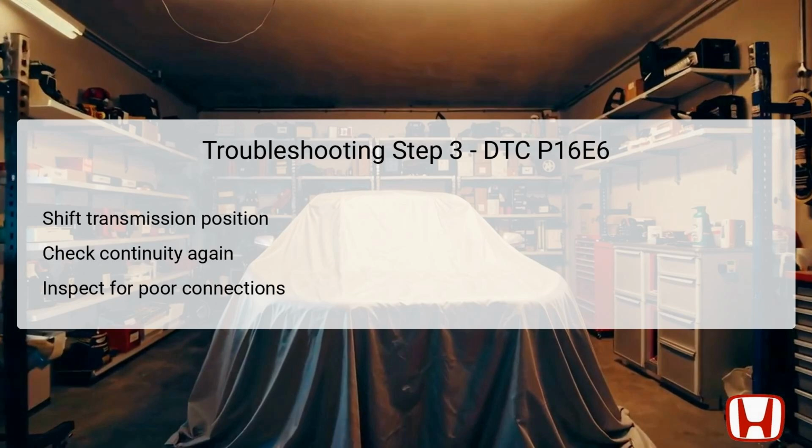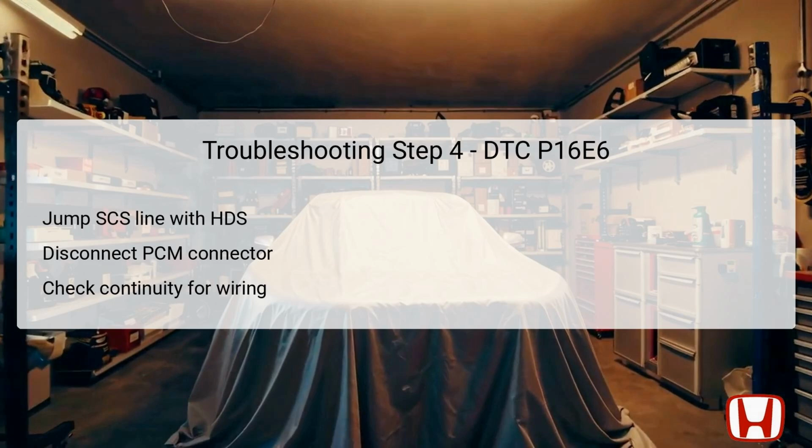Should there be no continuity, a thorough inspection for any poor connections or loose terminals at the transmission range switch itself or the PCM, powertrain control module, must be conducted. Validating their integrity is crucial to eliminate them as potential fault sources before replacing the switch or PCM.